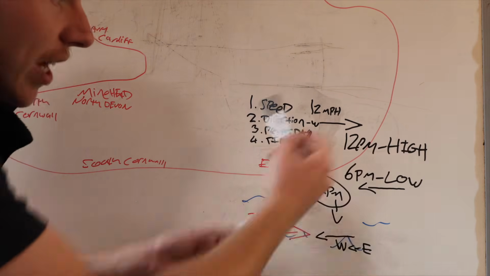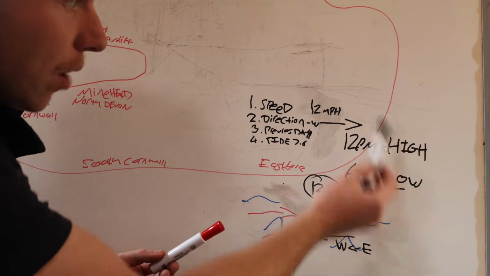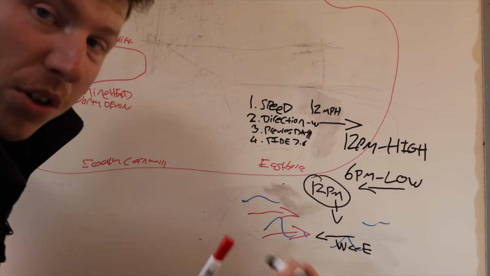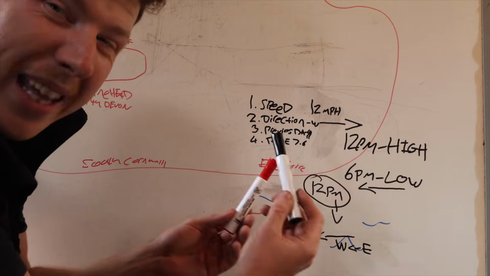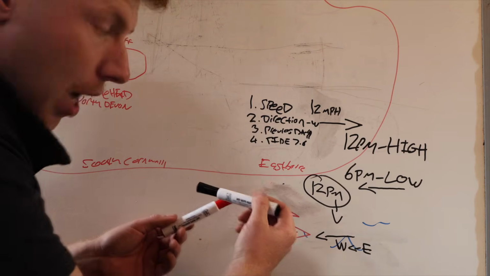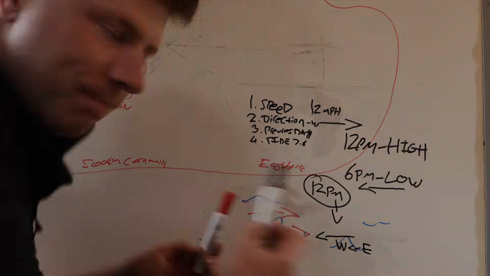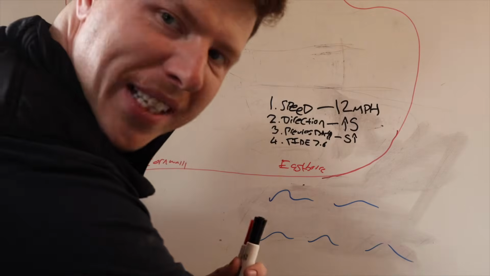But yeah, we could change that. We could say highs at 6 p.m. and then lows at 12 p.m. That would just mean that the afternoon's calmer and the morning isn't so calm. Hopefully that makes sense.